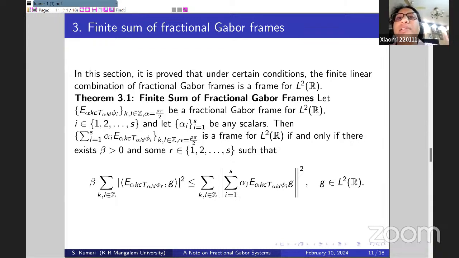Next slide, sir. In the next section, it is proved that under certain conditions, the finite linear combination of fractional Gabor frames is a frame for L2(R). So for this, the first result is for a finite sum of fractional Gabor frames. Let E_{αKc} T_{αLd} φ_i, where K, L are integers and α is pπ/2.